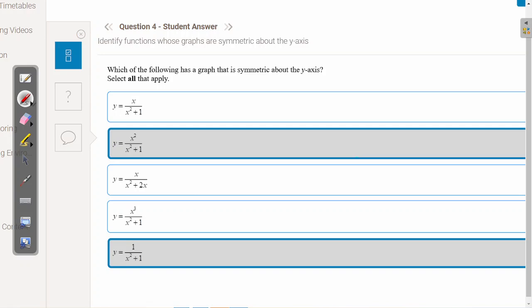X cubed becomes negative x cubed because it's odd over x squared, where x squared stays x squared when it's negative plus 1. This is not the same, so it's not even. Y equals 1 over x squared plus 1, 1 over negative x squared stays x squared plus 1, the same thing, so it's equal.